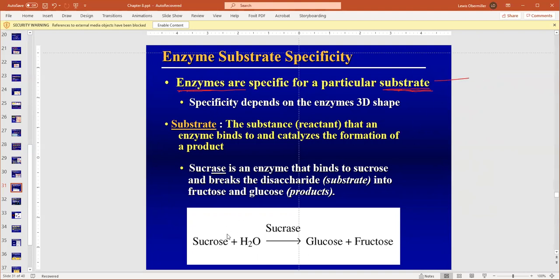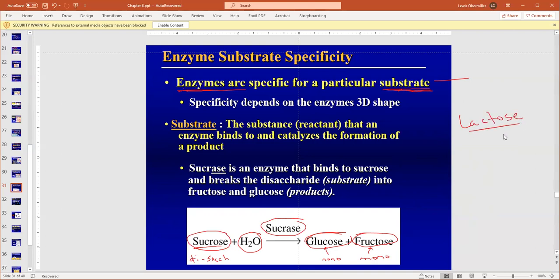For example, sucrose has a specific shape, and the enzyme that works on sucrose is called sucrase. Nothing else can work on sucrose to break it into, this is a disaccharide, and we talked about this in chapter 5, and these are monosaccharides. So sucrase adds water to do that hydrolysis reaction that breaks sucrose into glucose and fructose, which is what it's made out of.